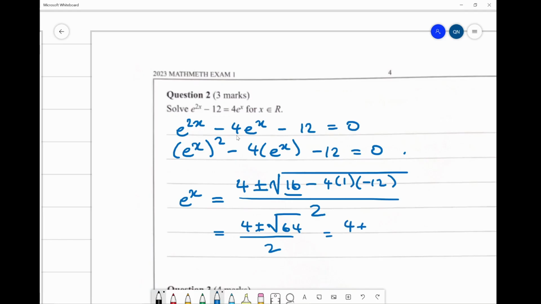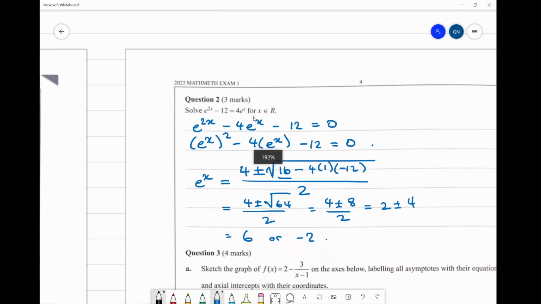Okay, so this is 4 plus or minus 8 divided by 2. And this is, we have 2 plus or minus 4. So e to the x is either going to be equal to 6 for the plus solution or negative 2 for the negative solution. But we can't have the negative solution because e to the x is never a negative number.